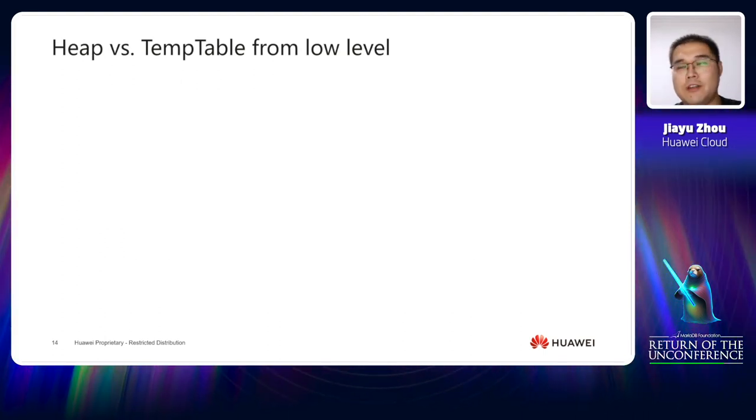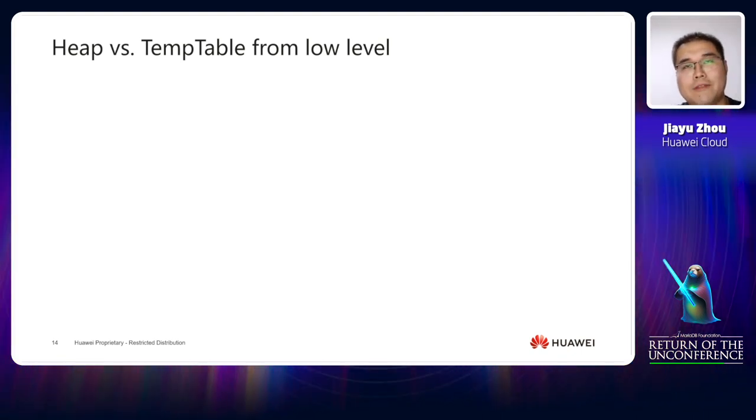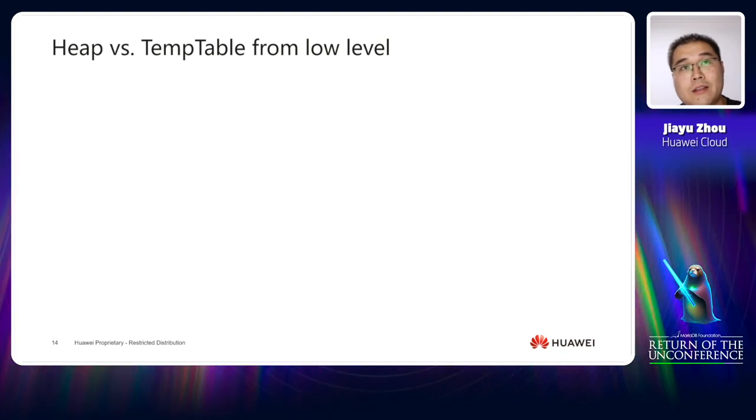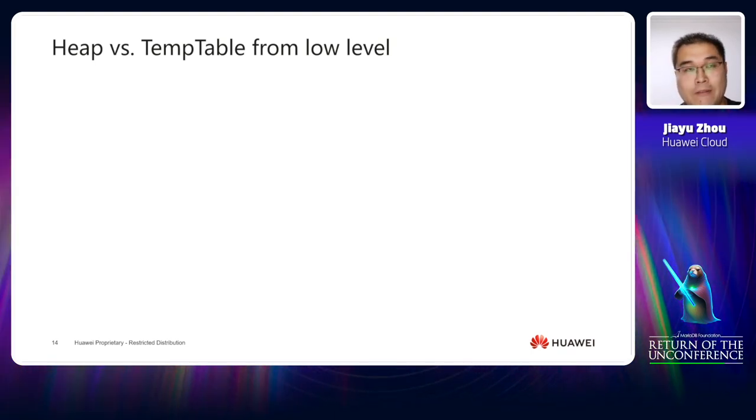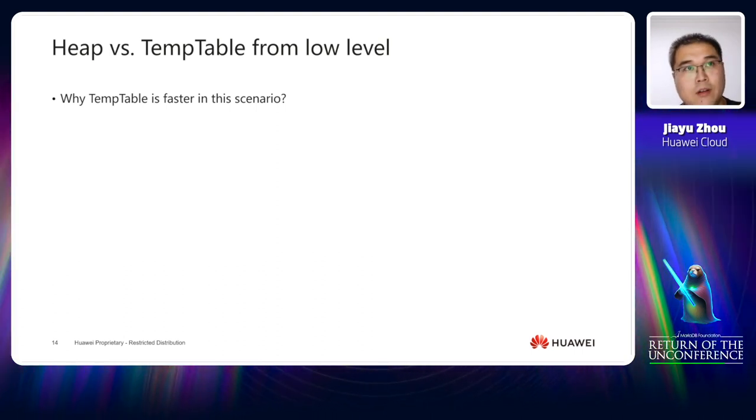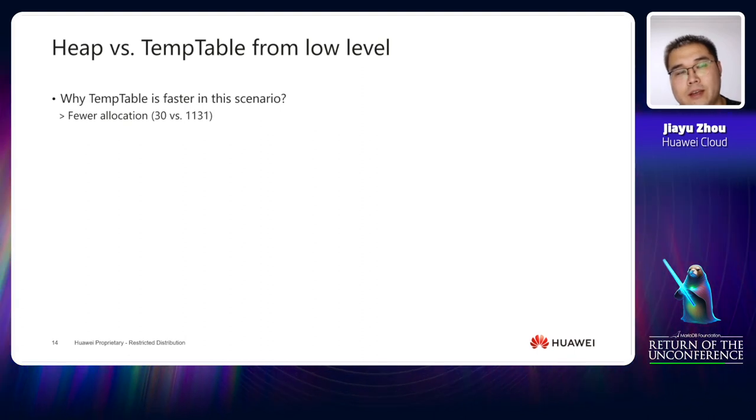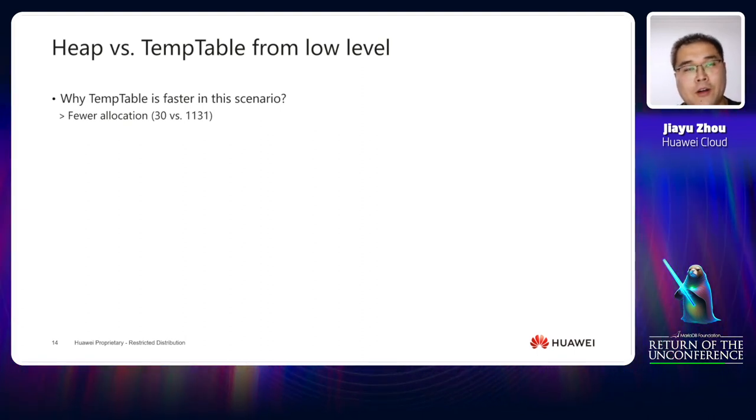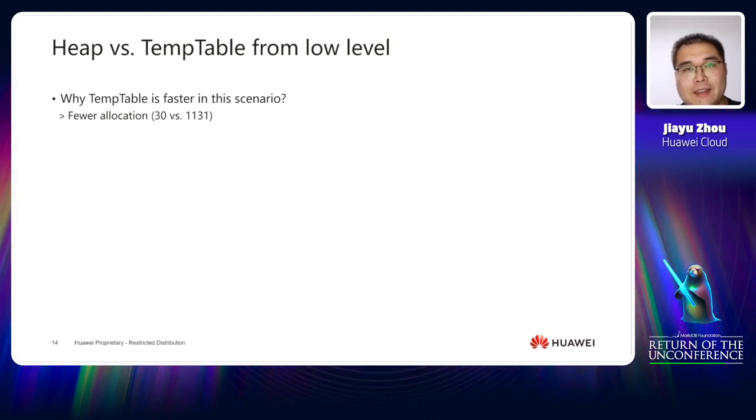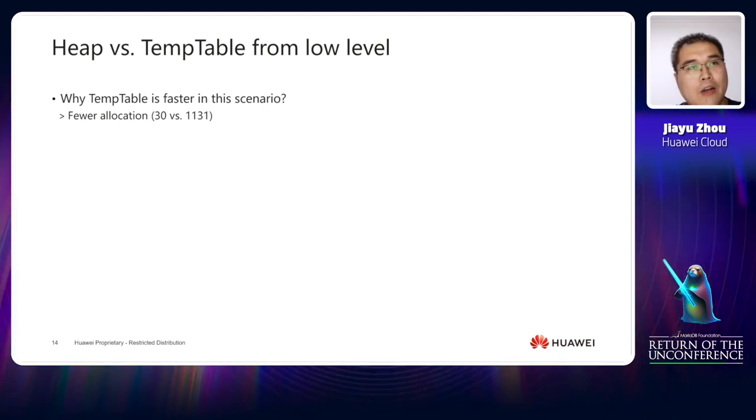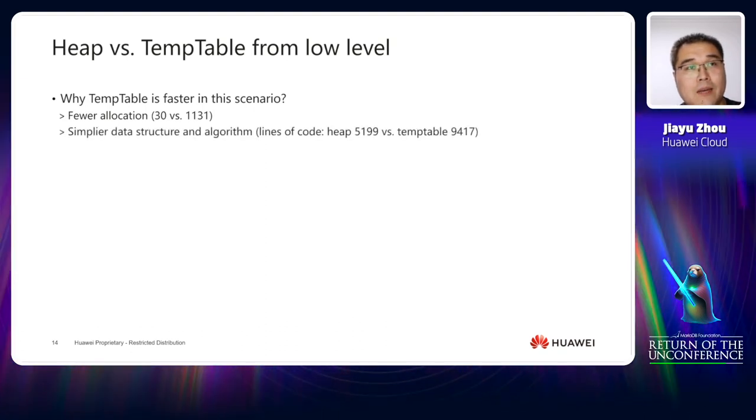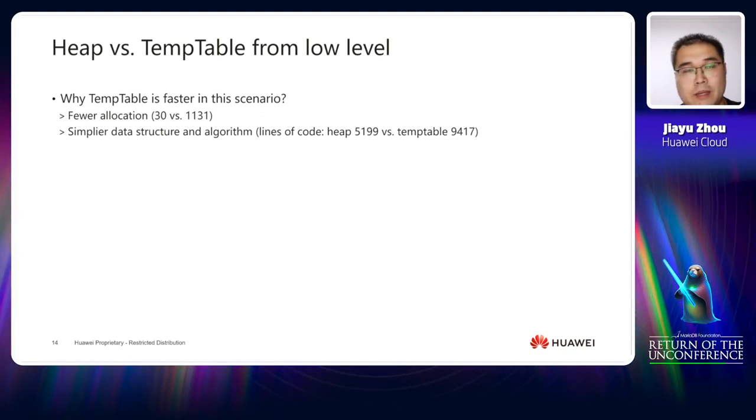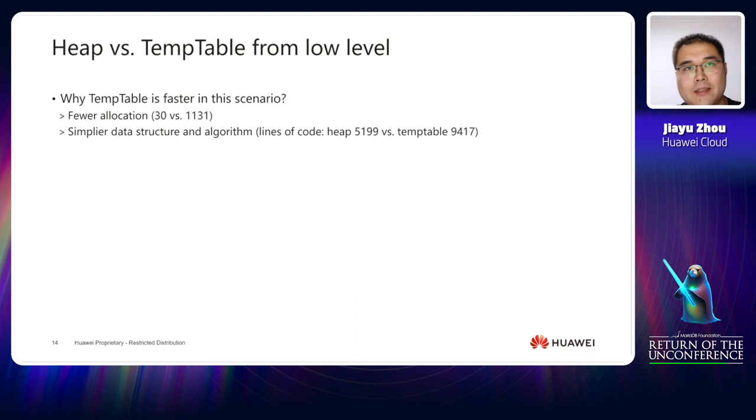After analyzing the design of the Heap engine and the TempTable engine, we can compare these two engines from a low level. The first question is why TempTable is faster in these scenarios. First, its allocations are fewer. For the million test scenario, TempTable only needs to allocate 30 times, but the Heap engine needs to allocate more than 1,000 times. And TempTable uses a simpler data structure and algorithm, which makes the execution faster.